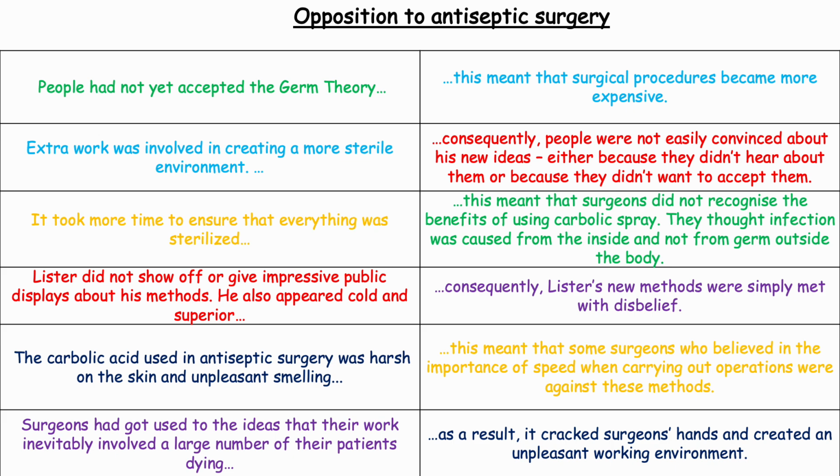Lister did not show off or give impressive public displays about his methods. He also appeared cold and superior. Consequently, people were not easily convinced about his new ideas, either because they didn't hear about them or because they didn't want to accept them.